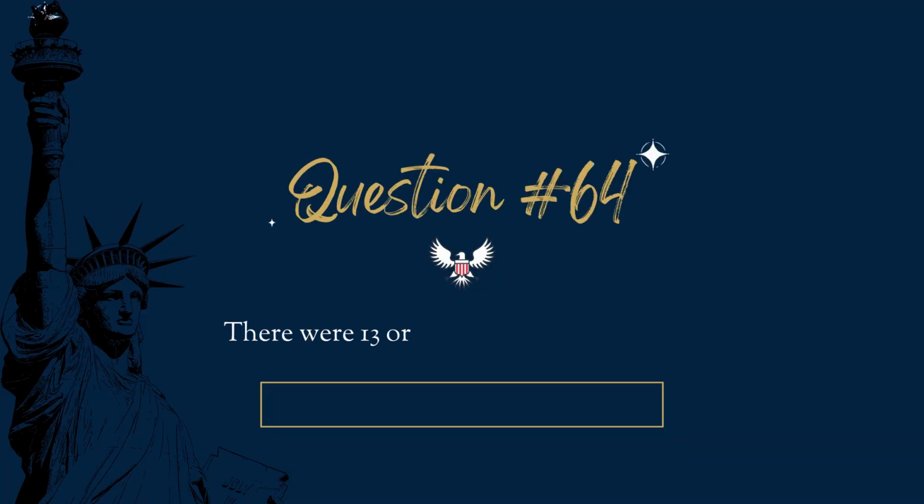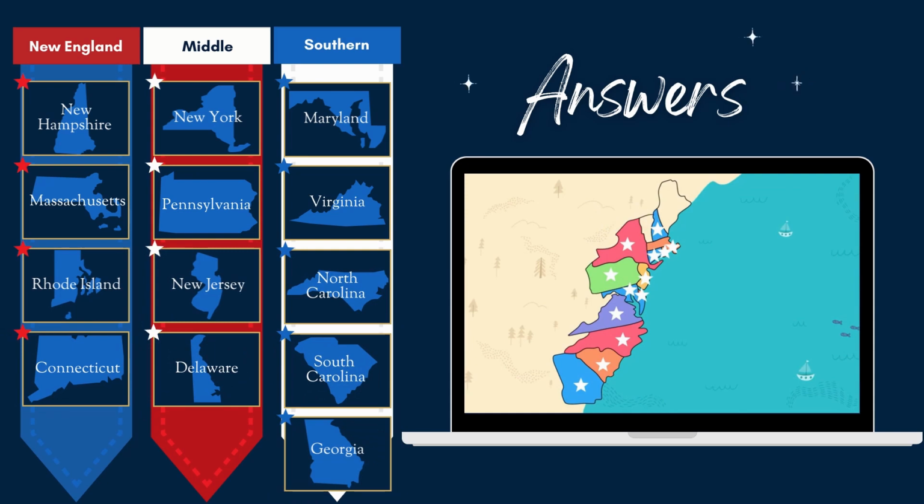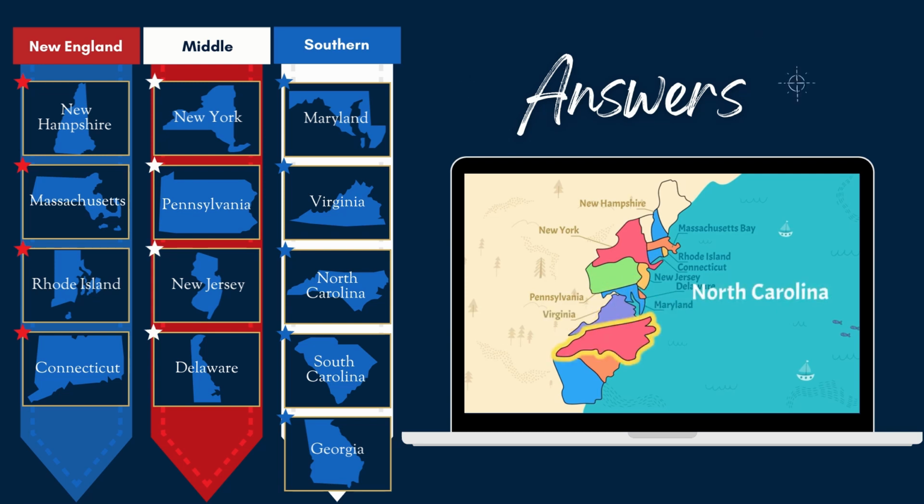Question 64. There were 13 original states. Name 3. Answers. The 13 original states were New Hampshire, Massachusetts, Rhode Island, Connecticut, New York, Pennsylvania, New Jersey, Delaware, Maryland, Virginia, North Carolina, South Carolina, and Georgia.